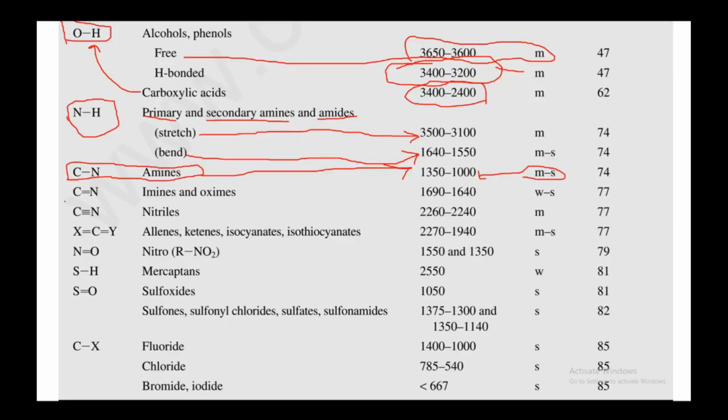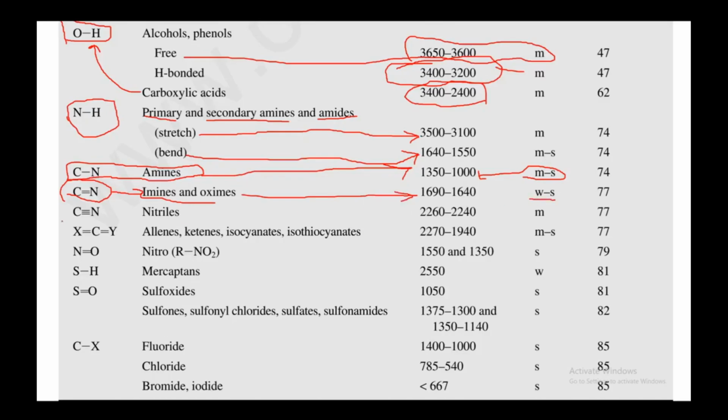How will you identify that a certain molecule contains a carbon double bond nitrogen, a bond present in either imines or oximes? Oximes and imines contain carbon double bond nitrogen functionalities, and this bond appears at around 1690 to 1640, and the peak intensity is weak to strong.